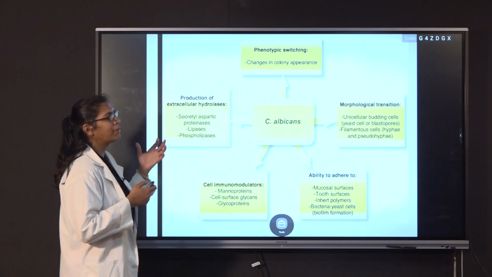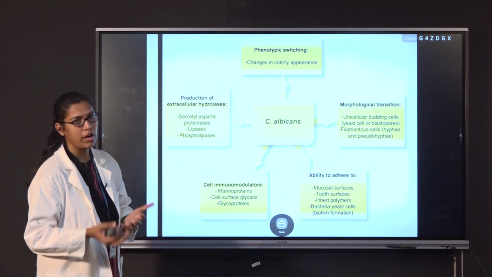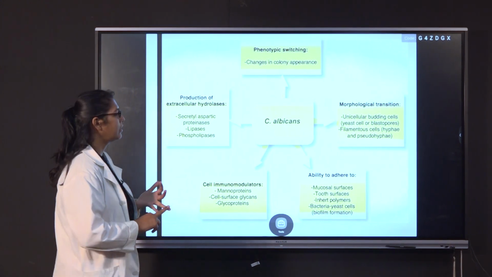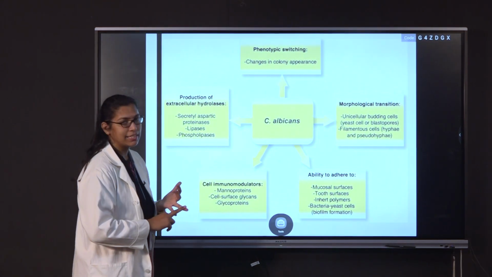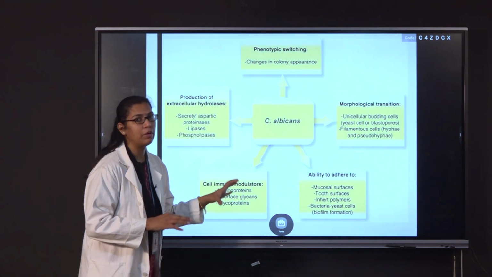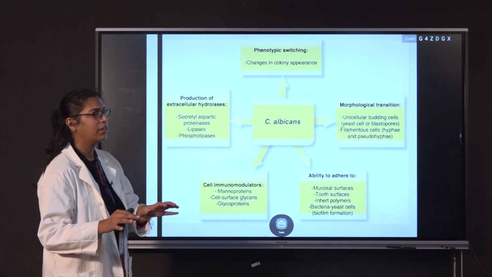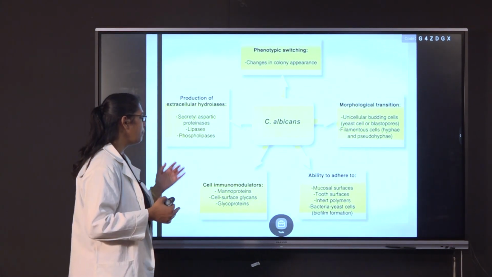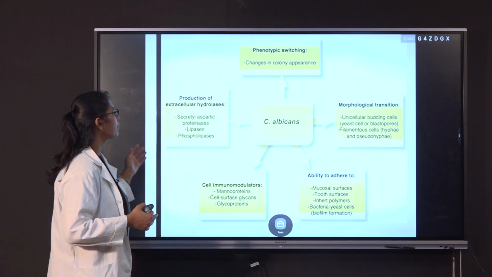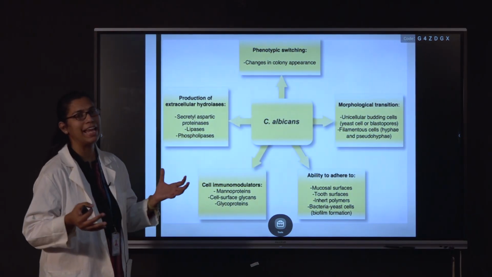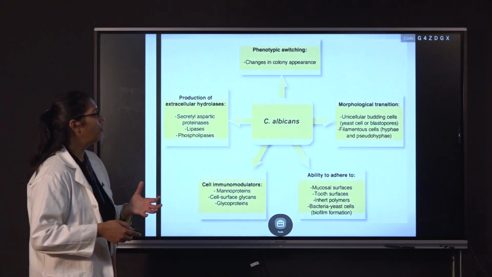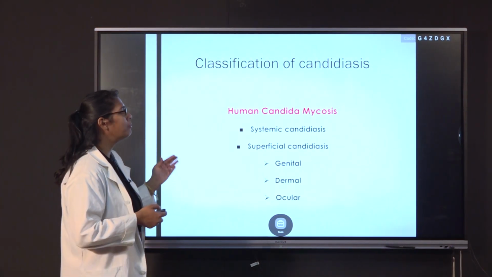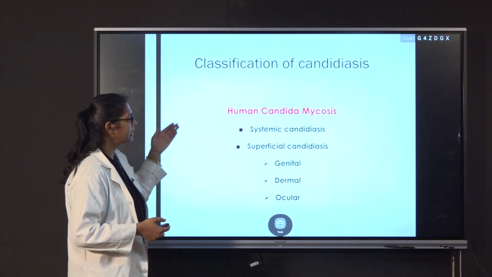So mainly phenotypic switching, like a change in the colony appearance of Candida albicans, the morphological transition forming unicellular budding cells and filamentous cells, the ability to adhere to dentures or the oral cavity, and the presence of cell immunomodulants and production of extracellular hydrolases, which mainly help in binding to the oral surfaces.